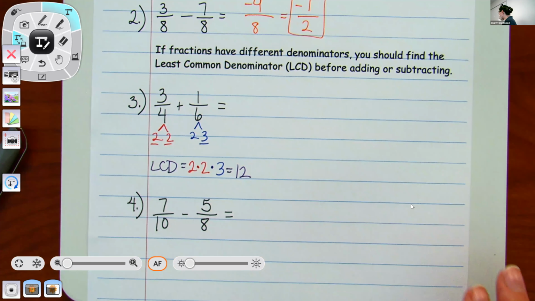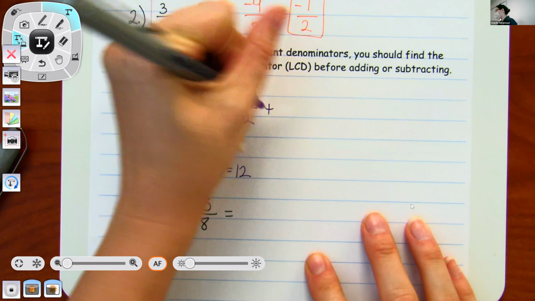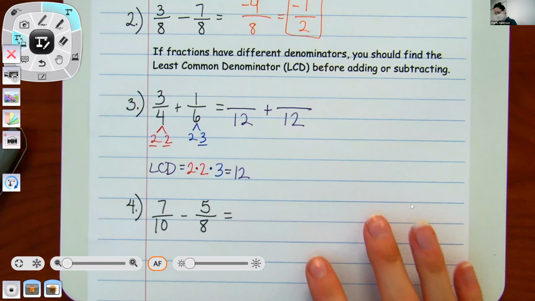So your LCD has to be at least as large as both of your denominators. It can't be something that's smaller than those two denominators. It has to be something at least as big or bigger than both of those numbers. So you have to be able to rewrite your problem using 12 as the denominator for both fractions.